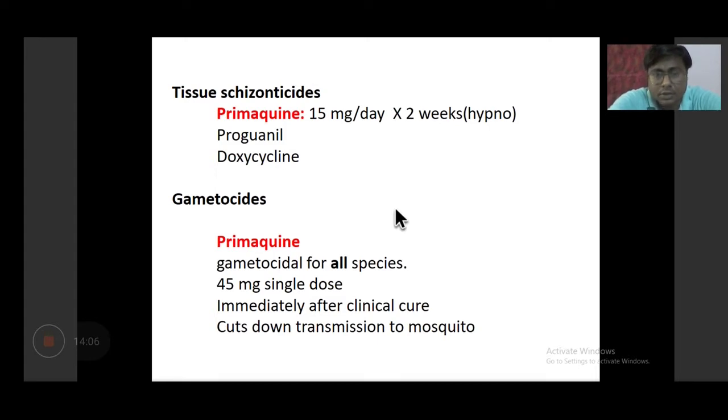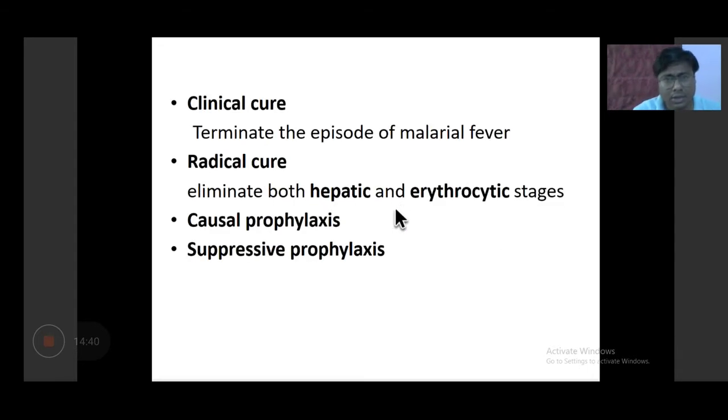Because when you kill the gametes, if another mosquito feeds on the human blood, it will not get infected. There will be no further sexual reproduction of the malaria parasite, so there will be no spread of malaria in the community. For that purpose, we give primaquine 45 mg single dose. So it is very, very important to understand that primaquine is given in both vivax and falciparum, but for different purposes and at different doses. Primaquine should be given immediately after clinical cure, and it will cut down the transmission to the mosquito and then to the community, which I already told you.